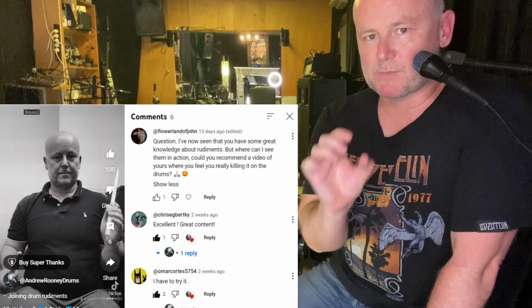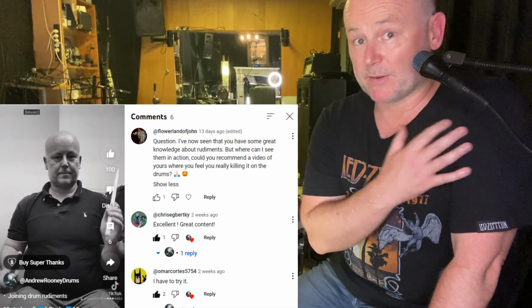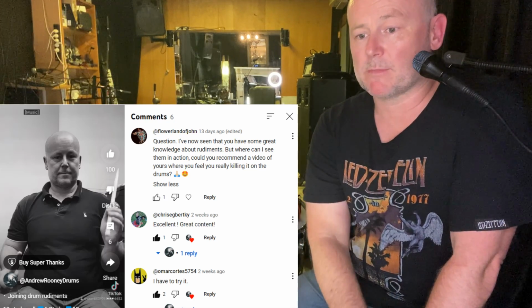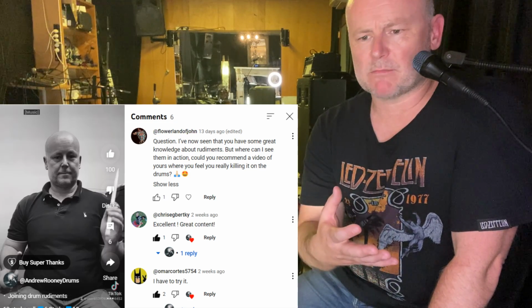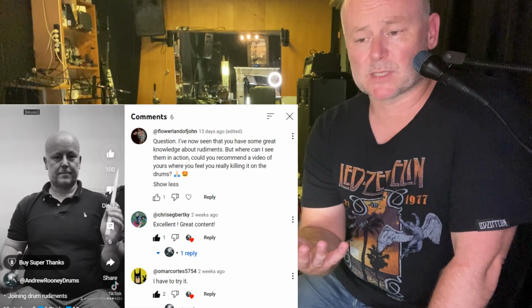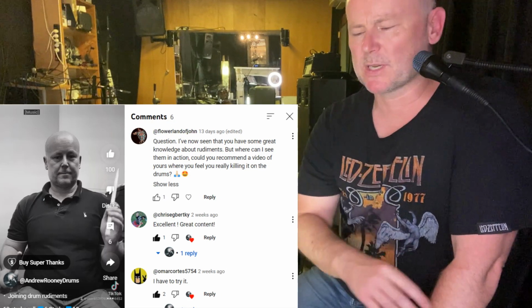Now this is such a smart question, and it's a question that I had for previous teachers when I was coming up. We learn all these rudiments, we learn all these sticking patterns. What do we do with them? What's the point of all this? Where's the music in it? Put it that way. Where's the music in all this?